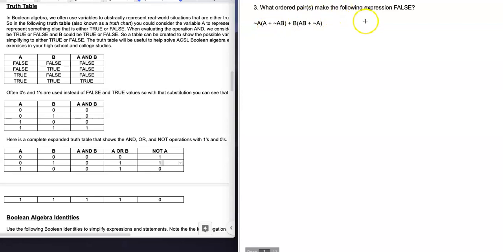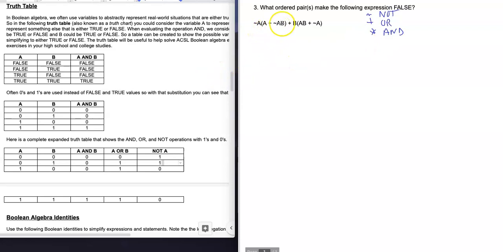symbol is the OR operation in Boolean algebra, and multiplication, for example, A times B written together, is multiplication, and that is representative of the AND operation.